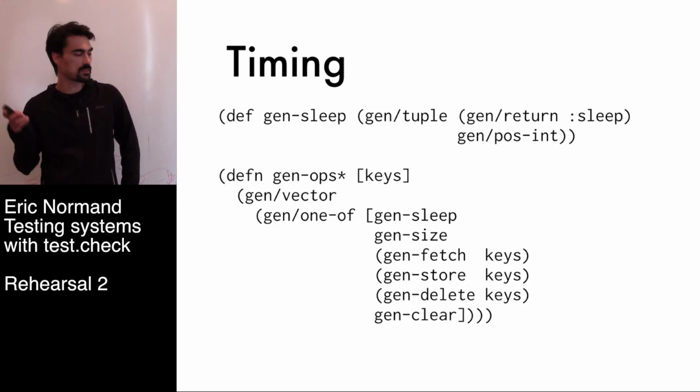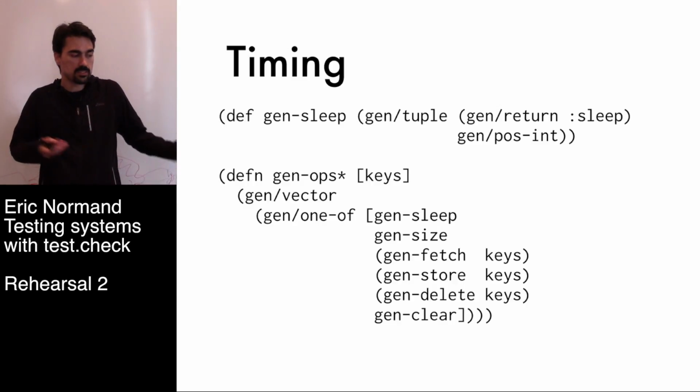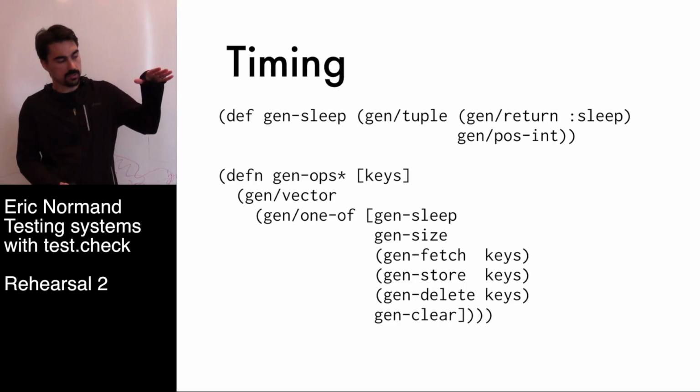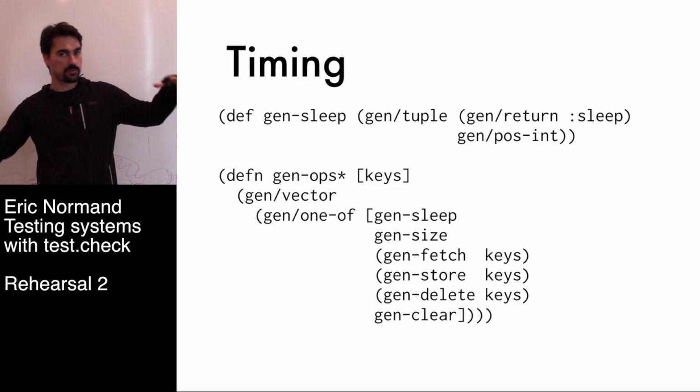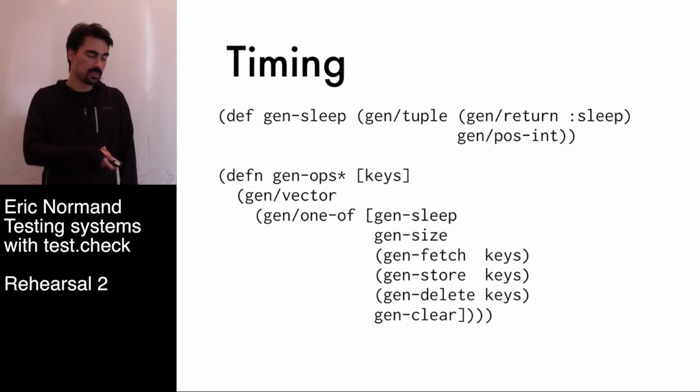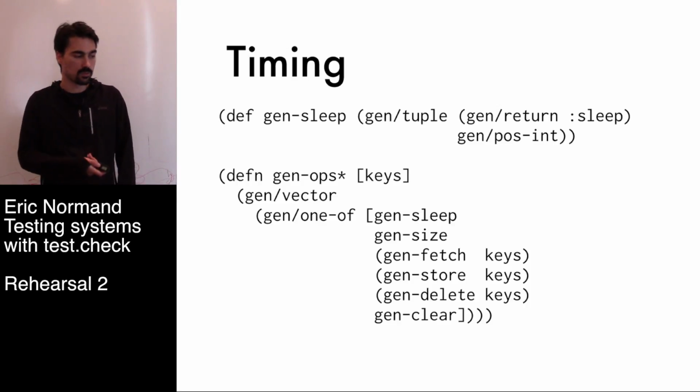So sleep doesn't even touch the database. Size just asks for one global value. Fetch, well, it's probably going to have to do a little bit more. Store is going to overwrite, but delete actually removes information that store leaves in, and then clear deletes everything. So I've ordered them that way because things shrink to the earlier side, the front end of the list. So a clear will shrink to a delete will shrink to a store, etc.